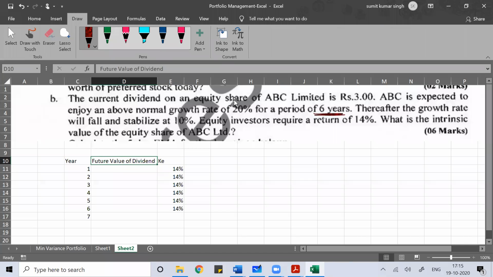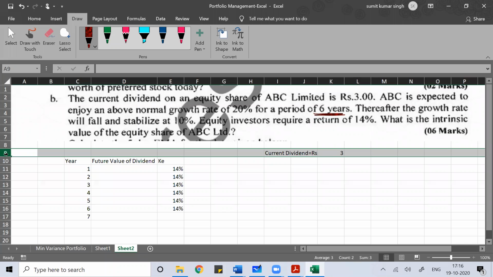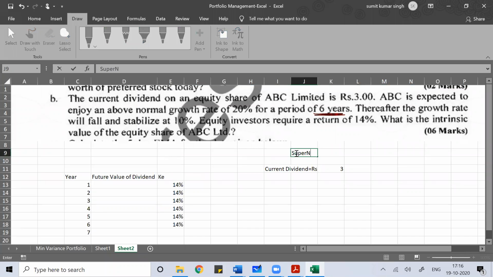Okay, the current dividend is 3 rupees. The supernormal growth rate is 20%, and the constant growth rate is 10%.